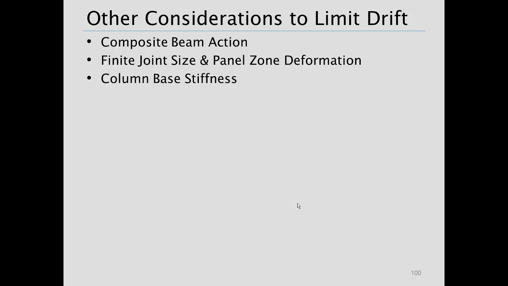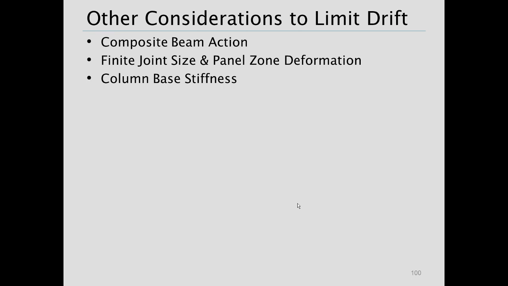Okay, Brent, I think we're kind of out of time. There are a number of other things that I included as other considerations to limit drift, basically handling composite beam action. There are some references and commentary about bringing in composite beam stiffnesses, which can be very helpful in some situations. If you're tight on your drift limits, sometimes you can also consider the finite joint size and panel zone deformations. Sometimes that doesn't help you.